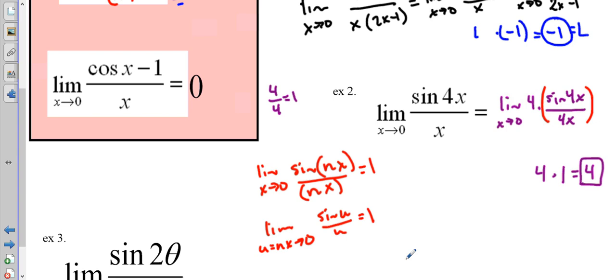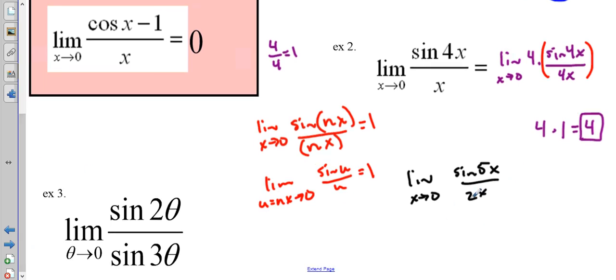So for example, I'm just going to do a quick one. If I have the limit as x approaches 0 of sine of 5x over 2x, okay? Well, once again, I need sine of 5x. I have a 2. I can't solve that. So I'm going to factor out the 2.